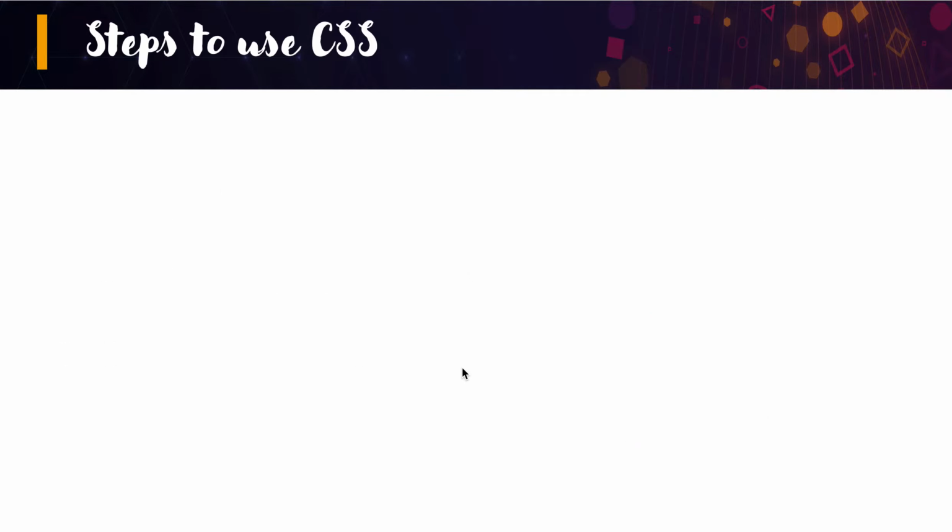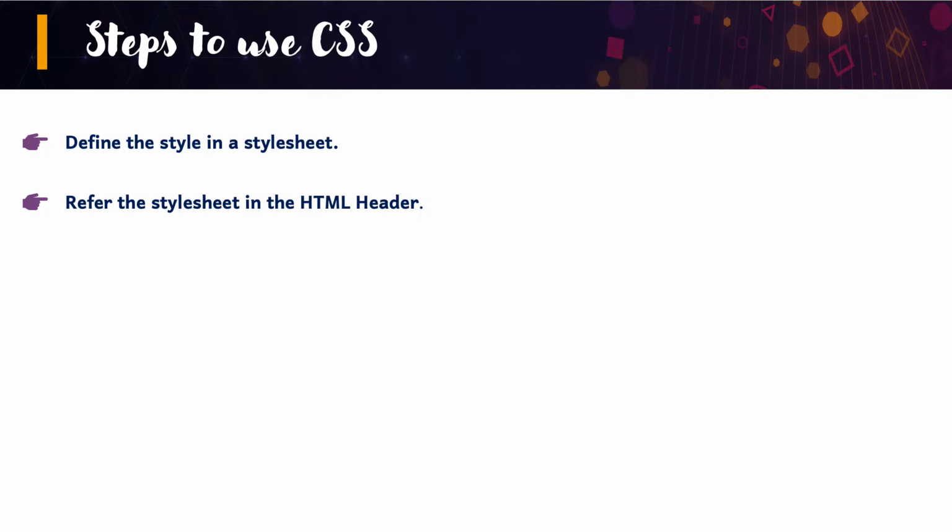We will see how to use CSS. Before that, let's understand what are the steps involved in making use of CSS. Step number 1, we have to define the style in a style sheet. This we'll be covering today. Step number 2, we have to refer to the style sheet in an HTML page where we want to use the style. The reference will be made in the HTML header section.